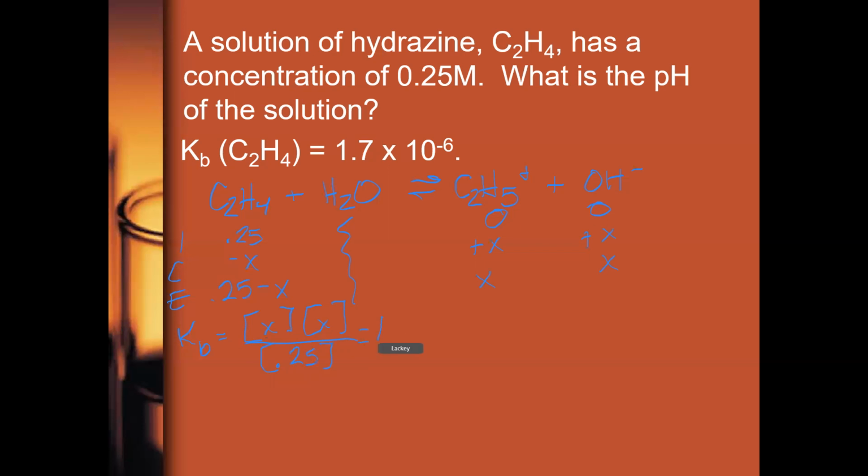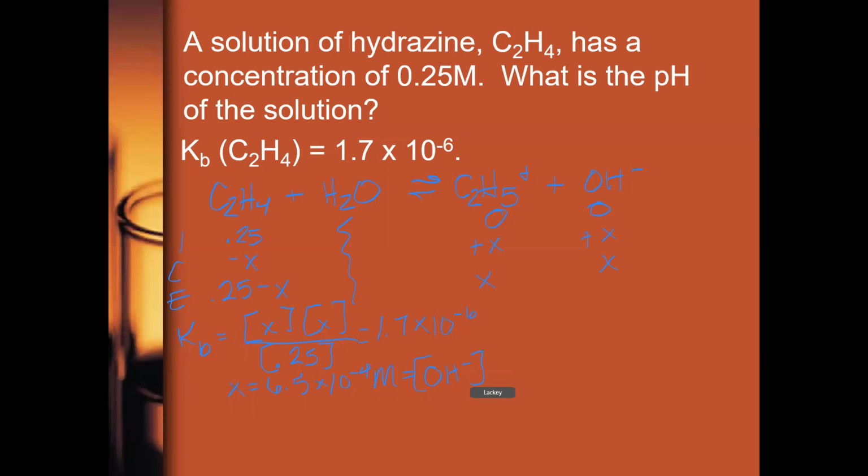And we said our Kb was 1.7 times 10 to the negative 6. So multiply by the 0.25 and then take the square root. And we get that X is equal to 6.5 times 10 to the negative 4th molar. Now that is our hydroxide ion concentration.